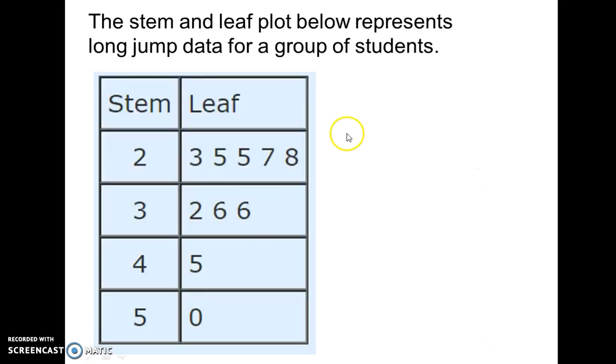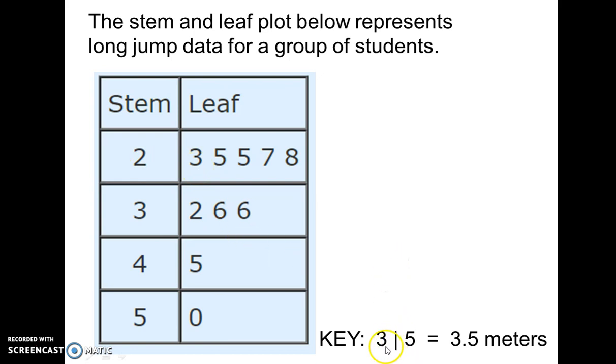All right, so try the same thing for this piece of data, this stem and leaf plot. This one says it represents long jump data for a group of students. So here are distances students have jumped, but we don't have a key yet. Is this 23 feet, 23 meters, 2.3 feet, 23 inches, 23 centimeters? How long did these students jump? We need a key.